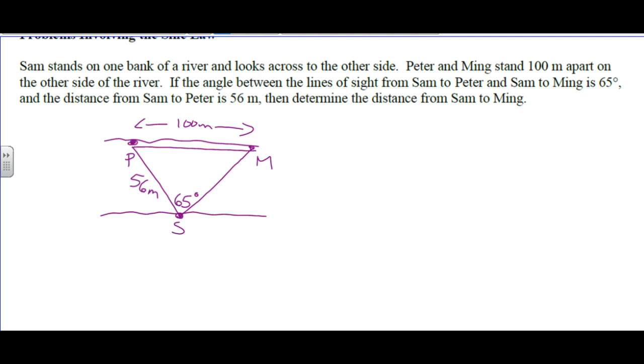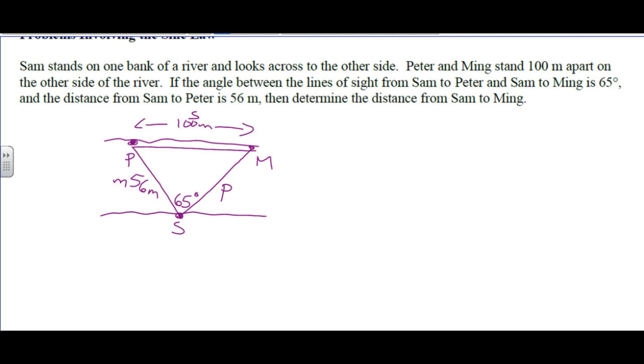Okay, so looking at this triangle, you've got 100 meters and 65 degrees. So you have a known pair. Having a known pair tells you I'm using the sine law. I cannot use cosine law here. What I want to find is little p. That's little p. This is little s. This is little m. Kind of confusing because m is 56 meters, but okay.